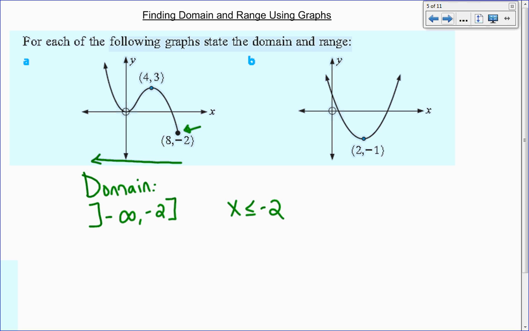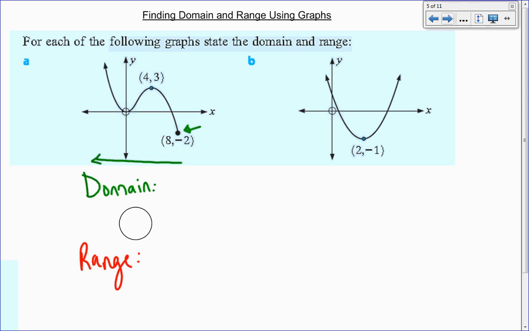Our range, okay, oh, that's not right. X is 8. Okay, try it again. Domain is going from -infinity to 8, because that's our x value here, including 8. Okay, so x is going to be less than or equal to 8, our x value.